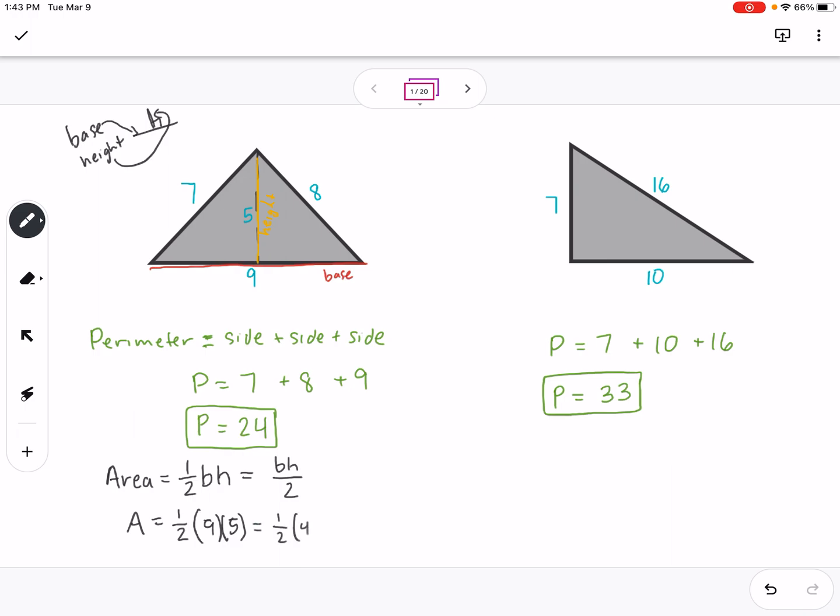So I have 1/2 times 45. Or, if I had done it with base times height over 2, this would have been base times height over 2. Either way, I'm taking half of 45 or I'm dividing 45 by 2. Either way, it's the same, and I get 22.5.